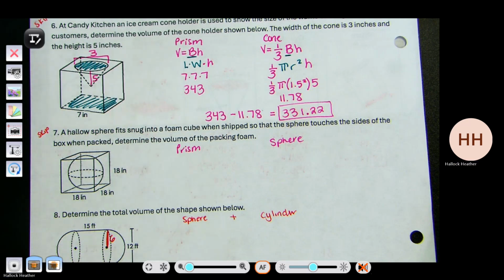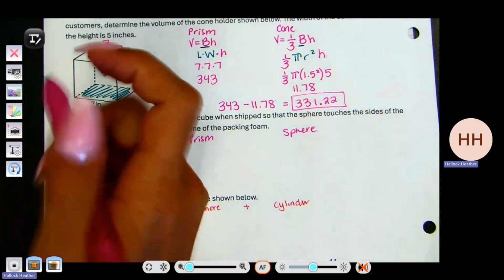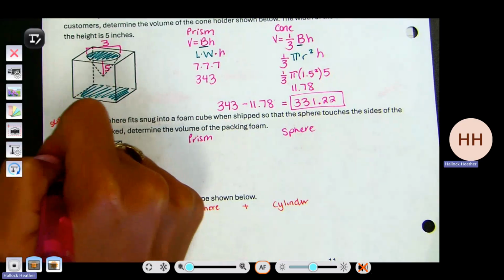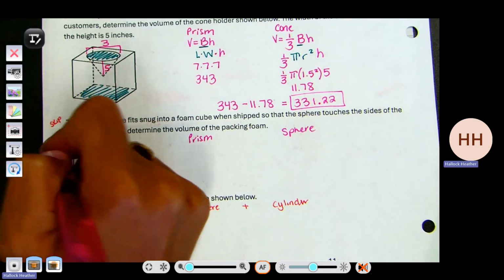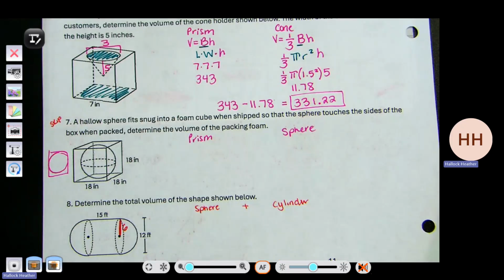If I put a circle in a box, because it says it's touching all the sides, so it's half the width of the box.